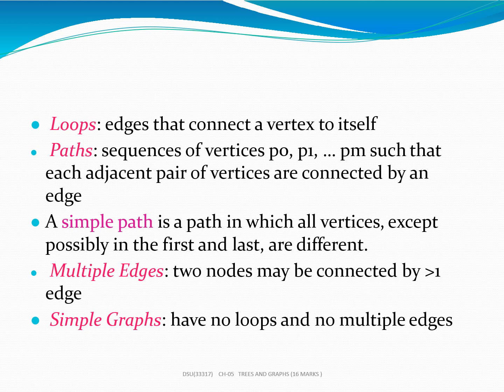Multiple edges means two nodes may be connected by more than one edge. A simple graph has no loops and no multiple edges. Multiple edges means what? Two nodes may be connected by more than one edge.